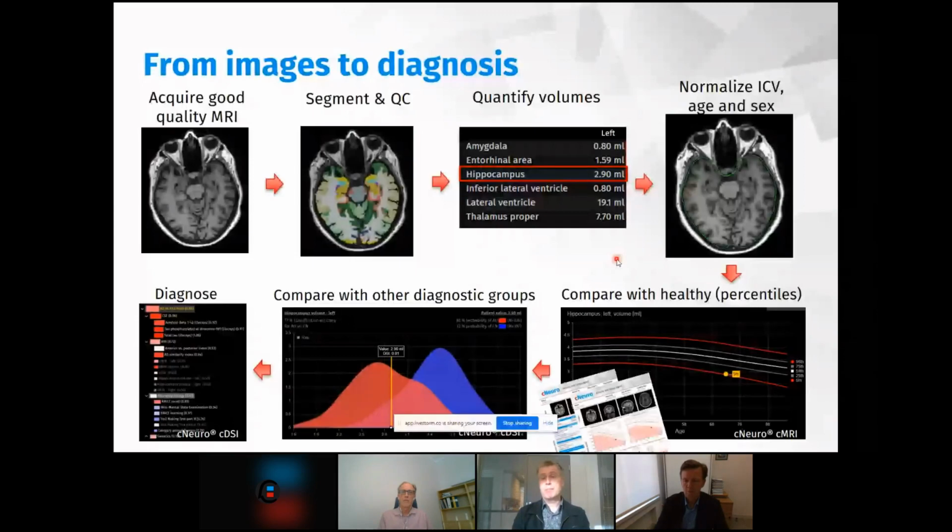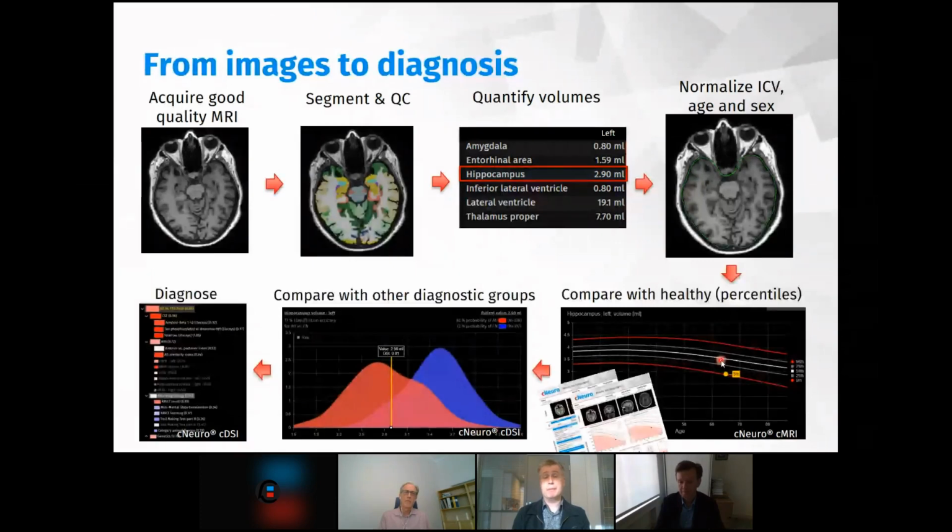And typically, these kinds of percentile curves are used, which you see on the bottom right. For this patient, this 2.9 milliliters corresponds to the 5th percentile, meaning that 5% of healthy people of the same age, gender, and head size have a smaller hippocampus than our patient, indicating that the value is very atypical or abnormal. But of course, in clinical practice, the question is what might explain this finding? What could be the reason for this?